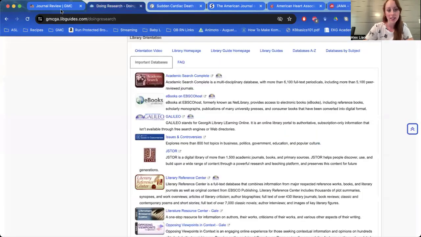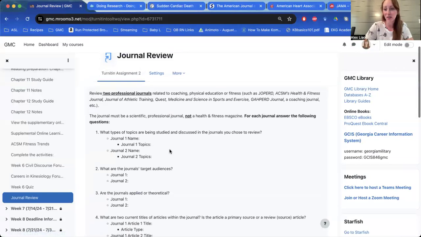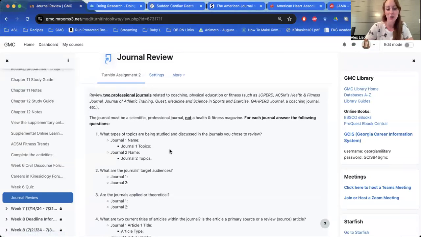So have fun with this. Go ahead and start researching topics that are interesting to you, because this is something that you'll be doing throughout your college career here at GMC: relying on research and being able to pull from that data and create your own solid scientific opinions based off the topics and the research at hand.